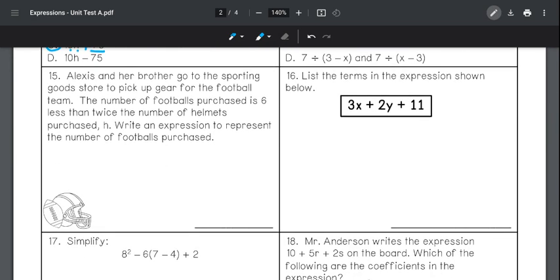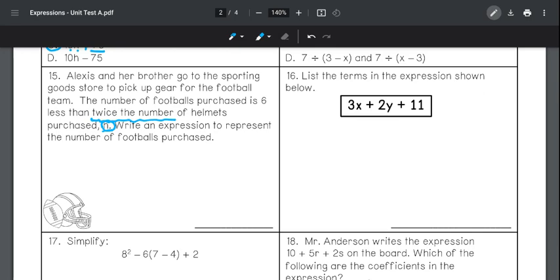All right, number 15. Alexis and her brother go to the sporting goods store to pick up gear for the football team. The number of footballs purchased is 6 less than twice the number of helmets purchased, H. Write an expression to represent the number of footballs purchased. In order to figure out the number of footballs we've purchased, we have to know how many helmets we have first. The key words it gave us about the helmets are twice the number of helmets, using the letter H for our variable.